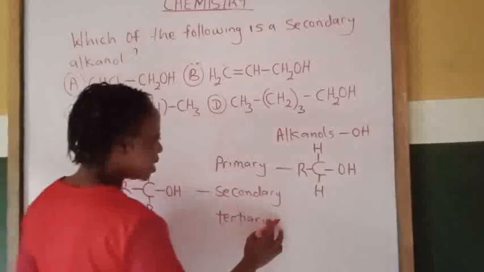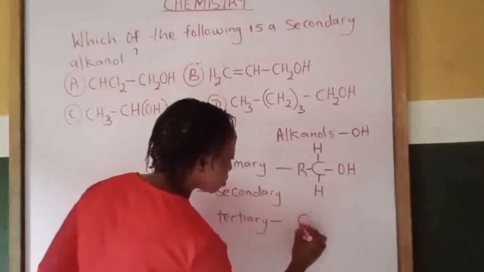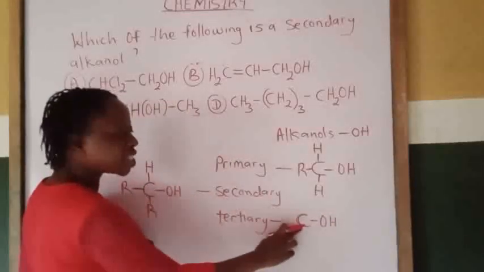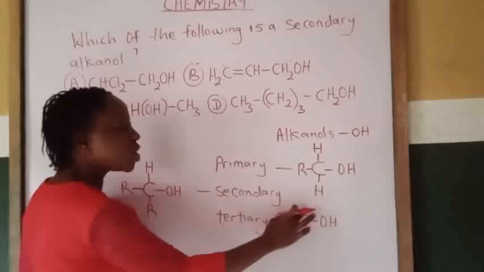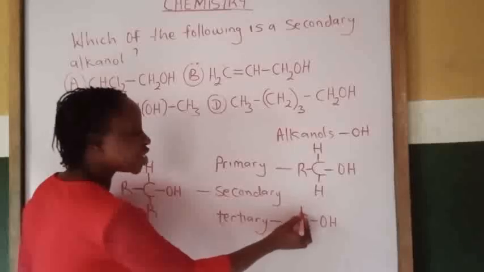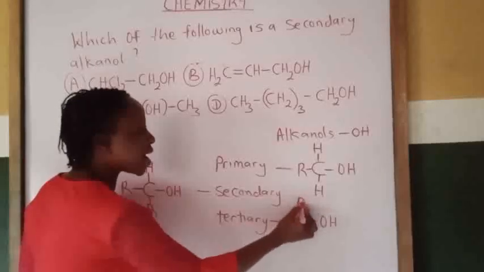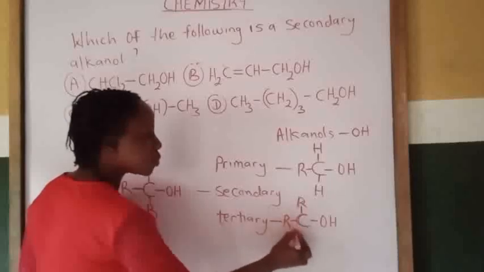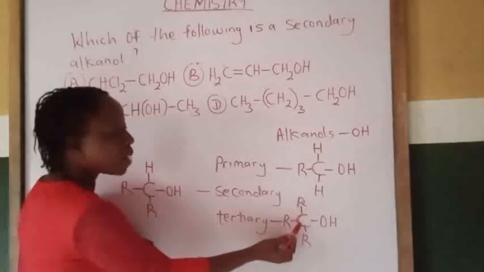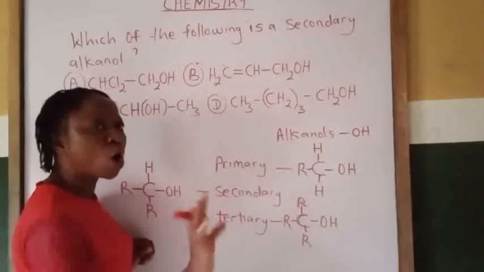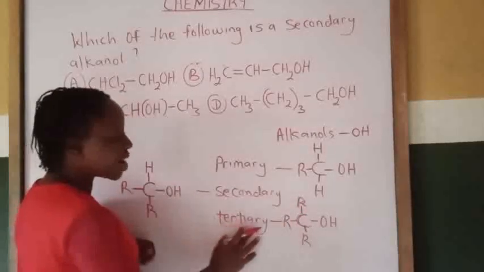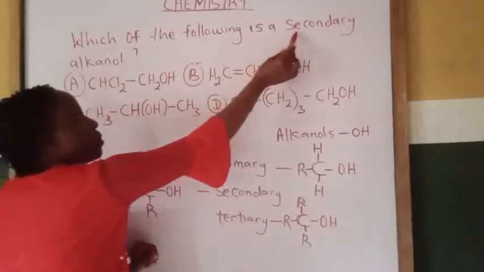So let's talk about tertiary alkanol. Your functional group is attached to this carbon atom. When you don't have hydrogen atoms at all on this carbon atom, you call it a tertiary alkanol. A tertiary alkanol consists of three alkyl groups. R represents alkyl groups in organic chemistry. So when your carbon atom has three alkyl groups and no hydrogen atoms at all, you call it a tertiary alkanol. Here we are talking about secondary alkanol.